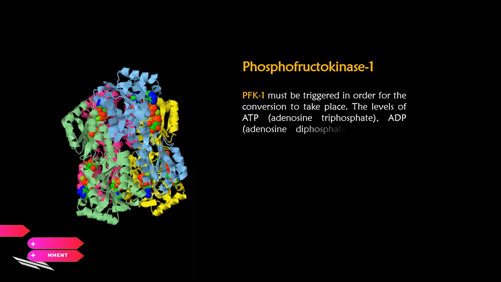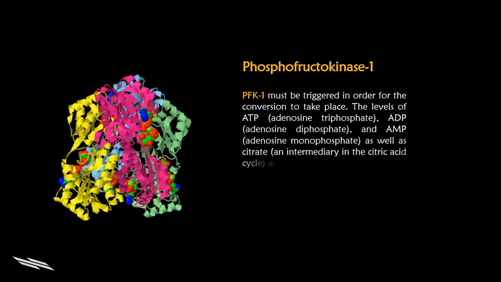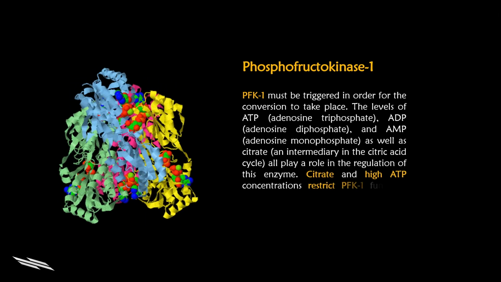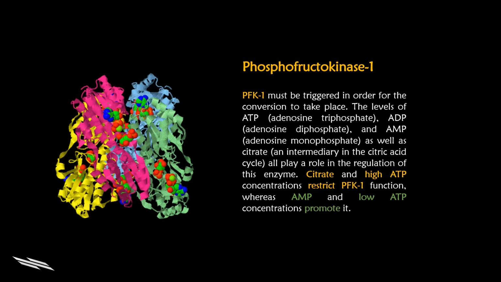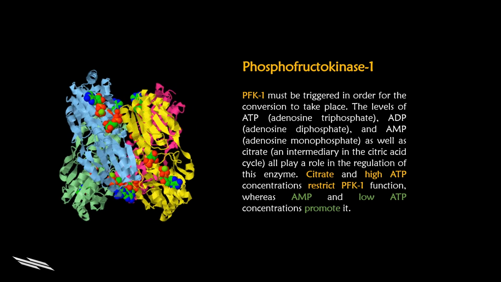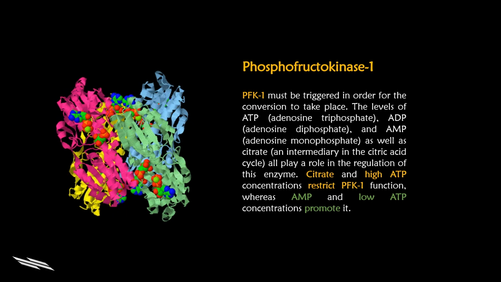The levels of ATP, adenosine triphosphate, ADP, adenosine diphosphate, and AMP, adenosine monophosphate, as well as citrate, an intermediary in the citric acid cycle, all play a role in the regulation of this enzyme. Citrate and high ATP concentrations restrict PFK1 function, whereas AMP and low ATP concentrations promote it.